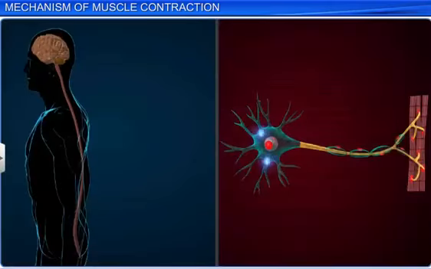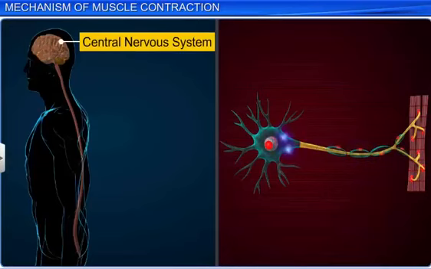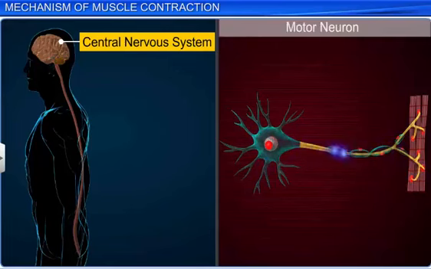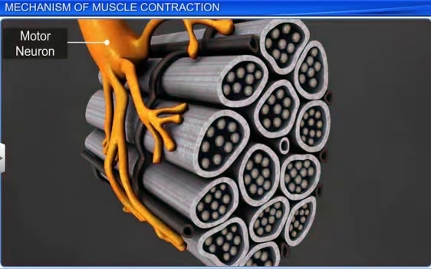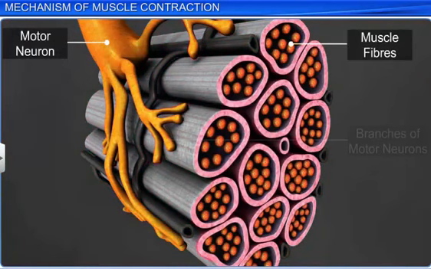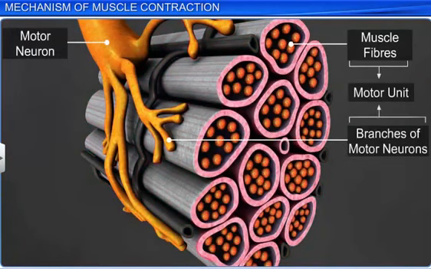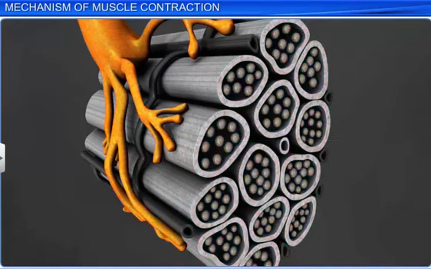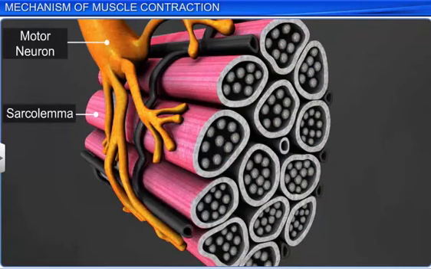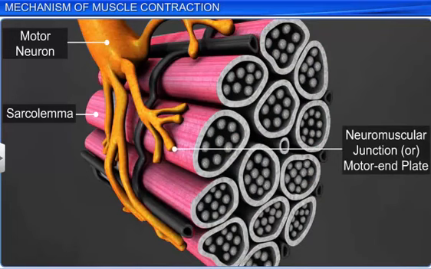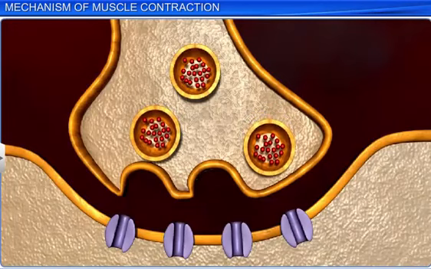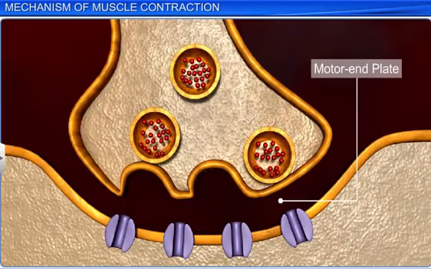To start a muscle contraction, the central nervous system, or CNS, sends a signal via a motor neuron. The motor neurons, along with the connected muscle fibers, form a motor unit. In fact, the junction between a motor neuron and sarcolemma of the muscle fiber is called the neuromuscular junction or motor end plate. When a neural signal reaches the motor end plate, it releases a neurotransmitter called acetylcholine.